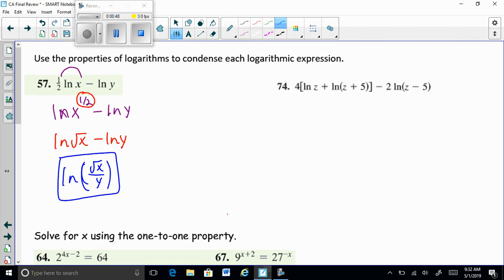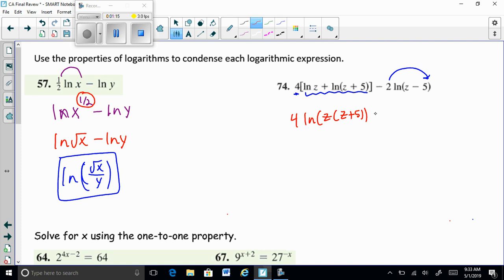Okay, 74 has a little bit more going on. We have a 4 out in front that we'll have to take care of, but first we should go ahead and condense this. And then we have this 2 out in front that we'll move back here. So we'll go ahead and take care of a couple of these things at once. So we're going to leave the 4 there for a moment, and we're going to bring this together as the natural log of z times z plus 5.